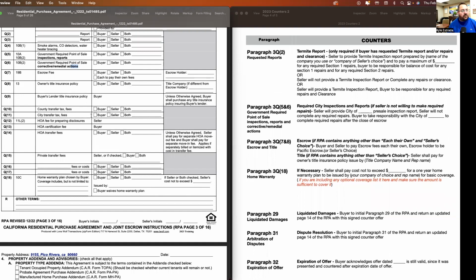Okay. The next one is, we're not going to go into the city and county transfer tax. There's really not a counter in there, unless for some reason the buyer does not want to pay those. Then you could counter that the buyer to be responsible for those. But the norm is no counter is really necessary there.